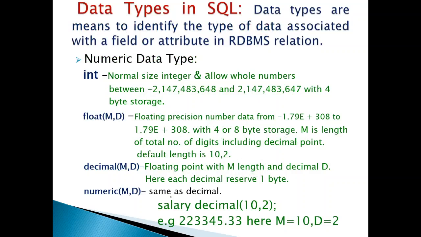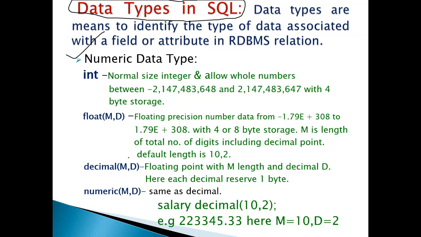Now next is data types in SQL. The SQL supports data types as given below. Data type means the type of value associated with any field or attribute. The first data type is numeric data type. Numeric data type has mainly int, float, decimal and numeric data types. Now you can see the range and the byte storage of all these data types.